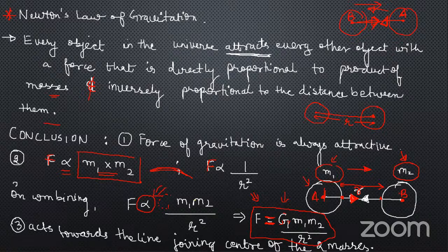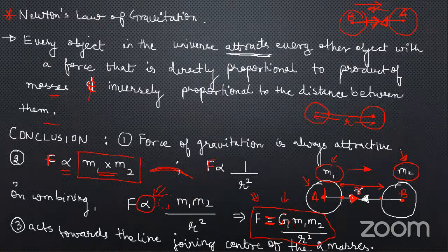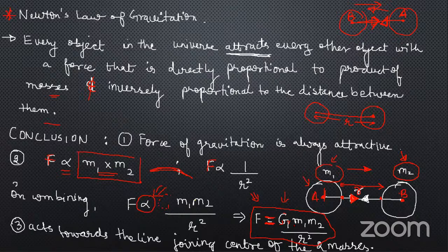This is the magnitude of the force of gravitation. This is the value of the force which exists between two masses. If I want to calculate the gravitation force existing between me and my laptop, M1 will be the mass of the laptop, M2 will be my mass, G will be the gravitation constant, which we will see later. This is a fixed value. And R square is basically the distance between me and the laptop.